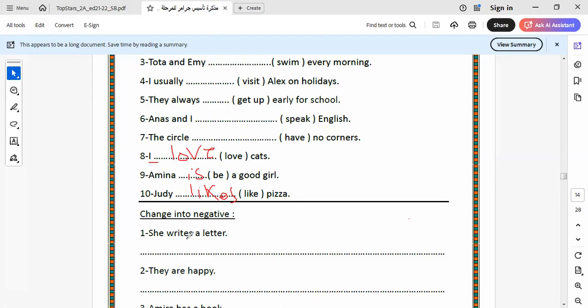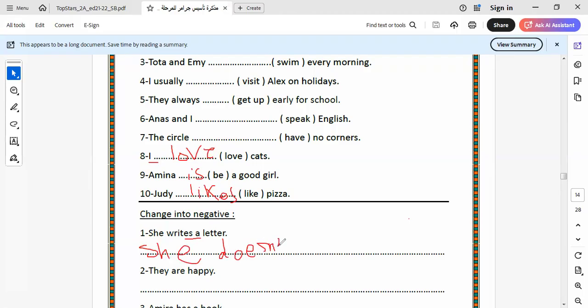with the s, we use what? We use "doesn't", and we return the verb to what? We put the verb in the infinitive form. So here it would be "she doesn't write". Here it will be "doesn't write". Why? Because I return the verb to the infinitive form.